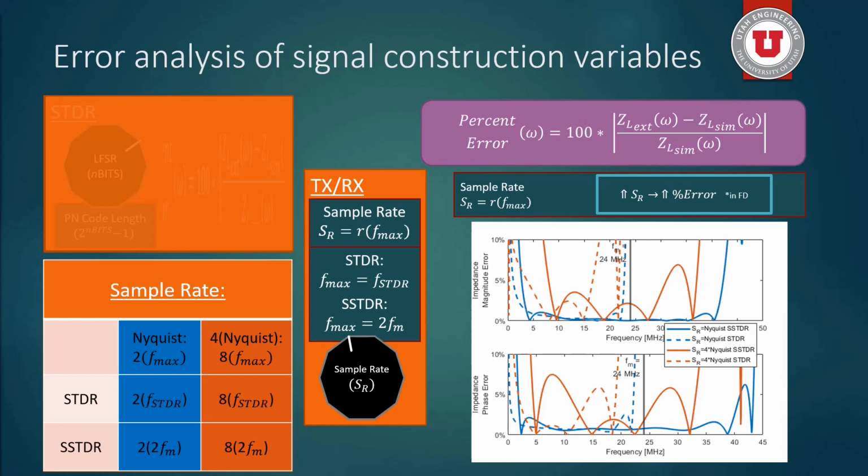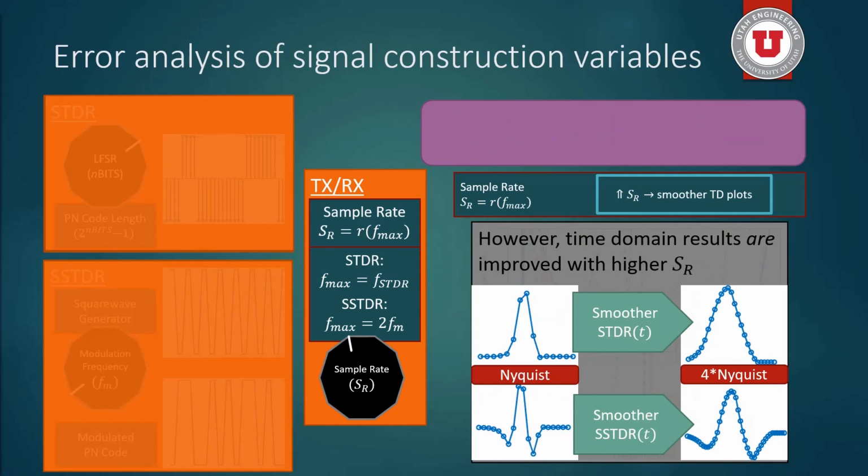This, however, only inhibits the accuracy of the frequency domain analysis, as the time domain of the STDR and SSTDR signal gains a large improvement based on more time domain sample points, which greatly smooths out the time domain response. Higher sampling rate in the time domain analysis allows for great location accuracy, which is based on the peak of the correlated signal.